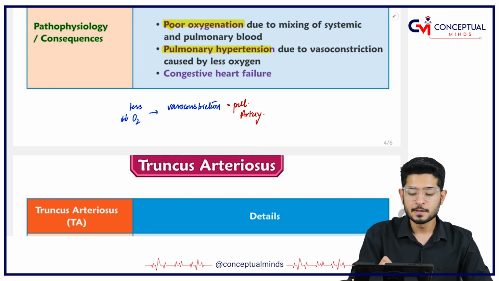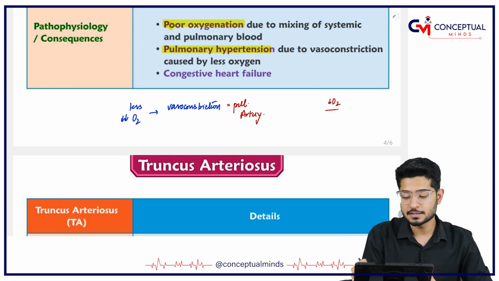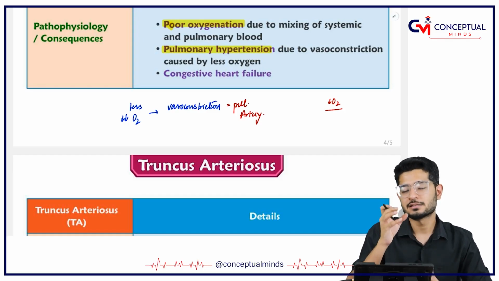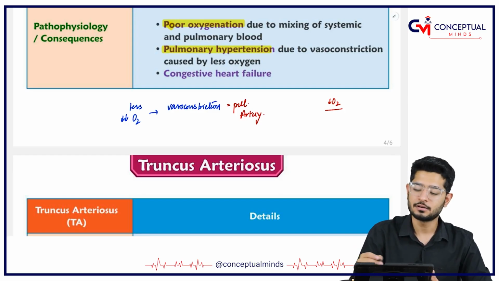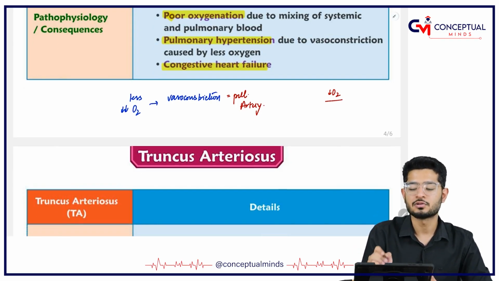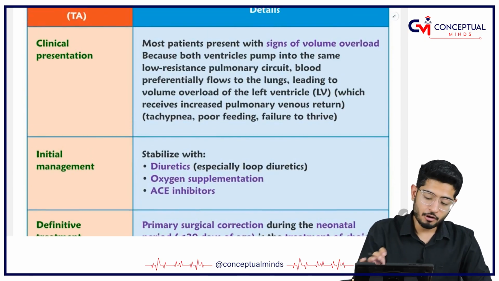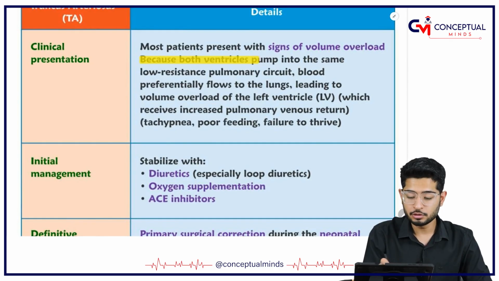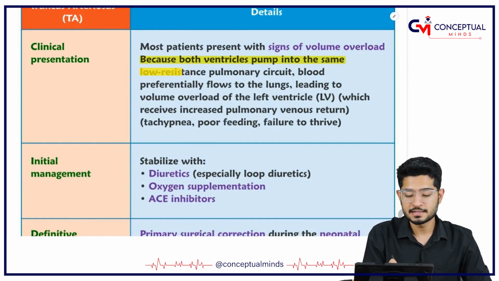Okay, and of course, because of the persistent pulmonary hypertension and decreased oxygen, the oxygen is less, but the heart muscle is supposed to work more because it has to pump the blood into a very wide channel. That's a common arterial channel, and that's why it causes congestive heart failure. Both the ventricles, please understand, are going to pump into the same low resistance pulmonary circuit.